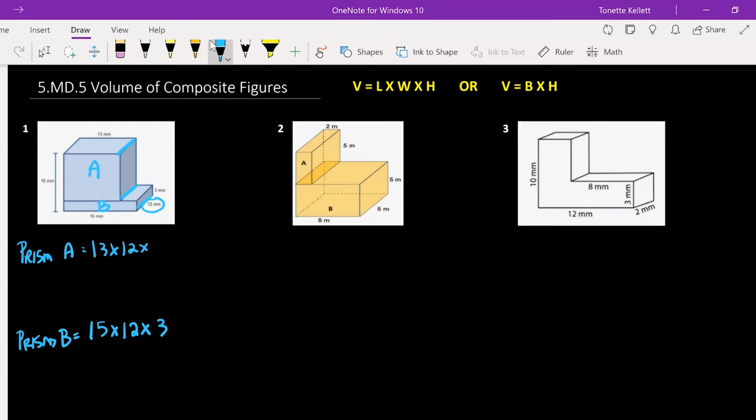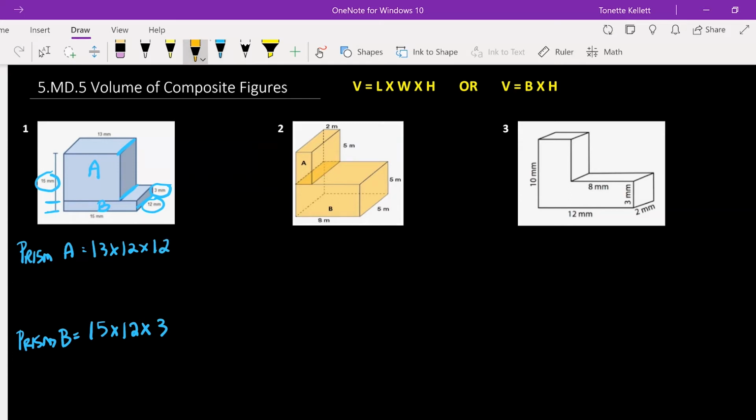And the one that is not given is height. You have 15 for the height of the entire figure, but you need to take off this section right here. That section matches this given amount back here. So 15 minus 3, we know is 12.